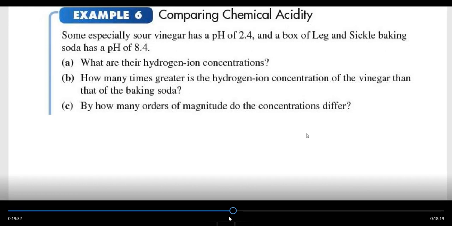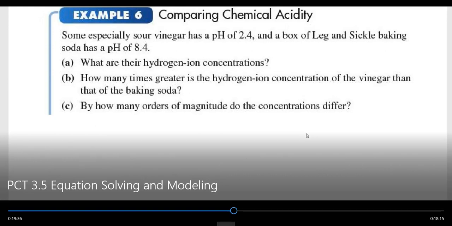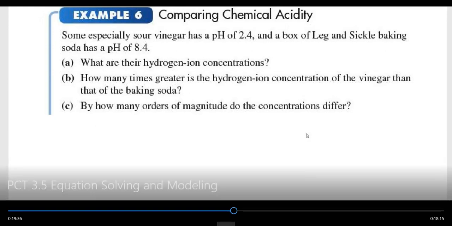and a box of Leg and Sickle baking soda. Never heard of it. Leg and Sickle baking soda. Is there a joke there? All right, I'm not figuring this joke out. If there's a joke there, that's just a weird name.